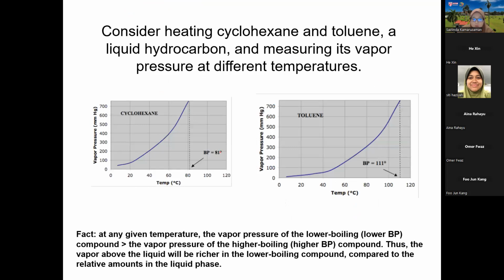As we can see here, cyclohexane and toluene have different boiling points. Cyclohexane has a much lower boiling point compared to toluene. So we expect, for example, that when it reaches 81 degrees Celsius, most of the cyclohexane will form vapor, and the toluene will remain as a liquid because it has not yet reached its boiling point. From that we can collect in the collector the cyclohexane, and the one that remains in the flask is the toluene.